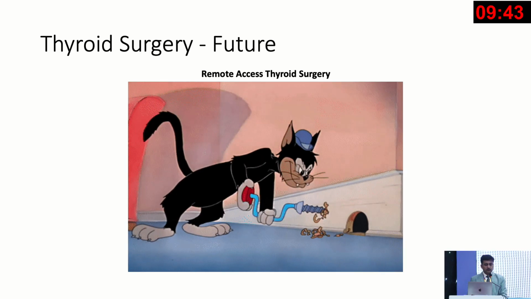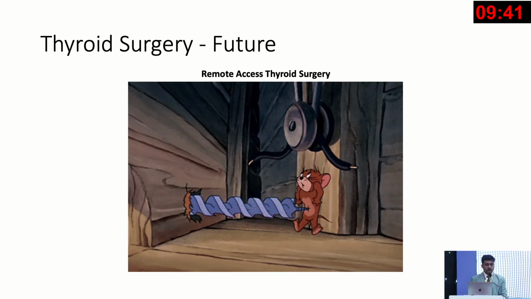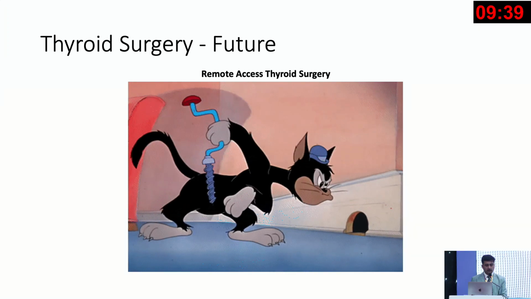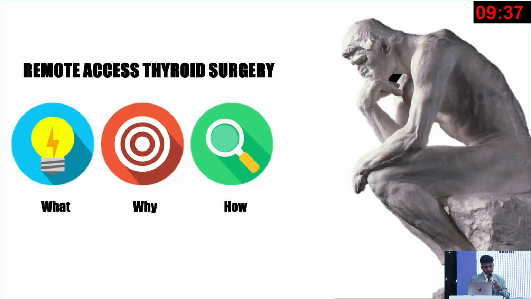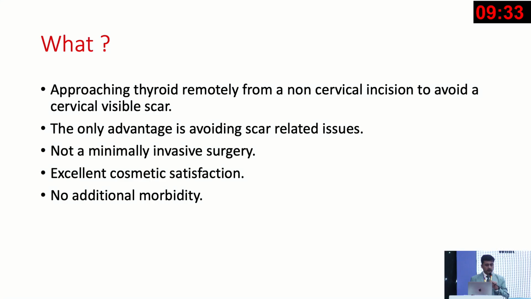So now what is the future? The future of thyroid surgery: you go through a keyhole and remove the thyroid. So why do you want to do it, and how can you do it? Here you approach the thyroid from a remote location, from an extracervical region. So you don't open up the neck, but you reach the neck from a different location. You can use the axilla or the chest wall, you can use the postauricular region.